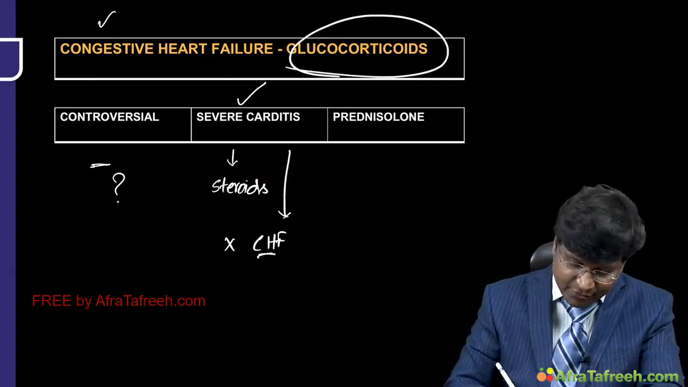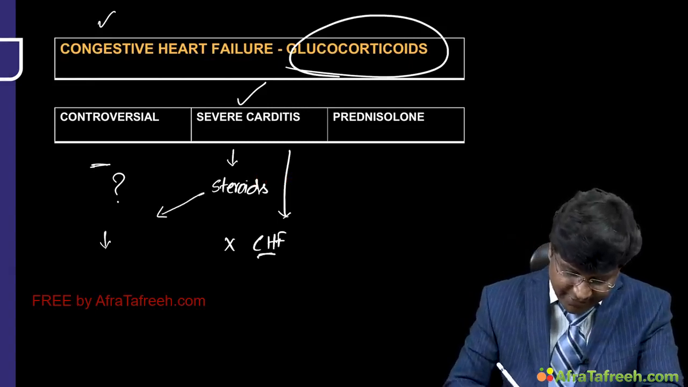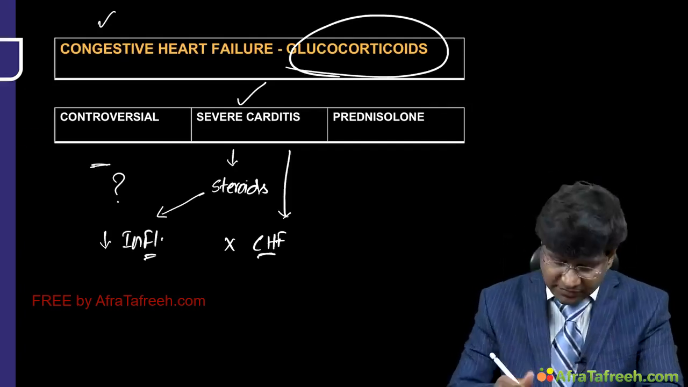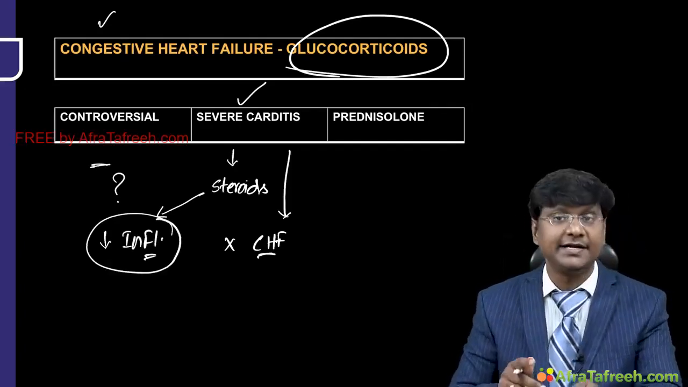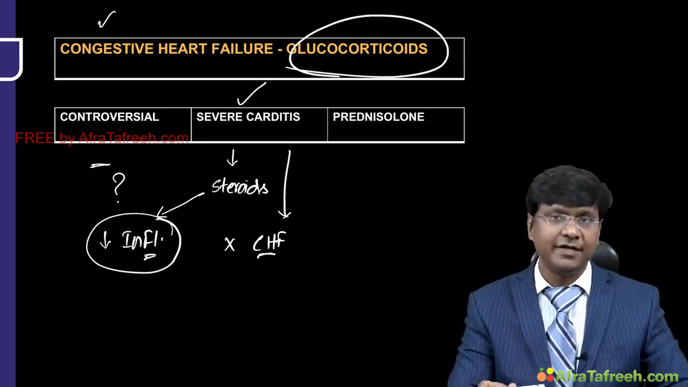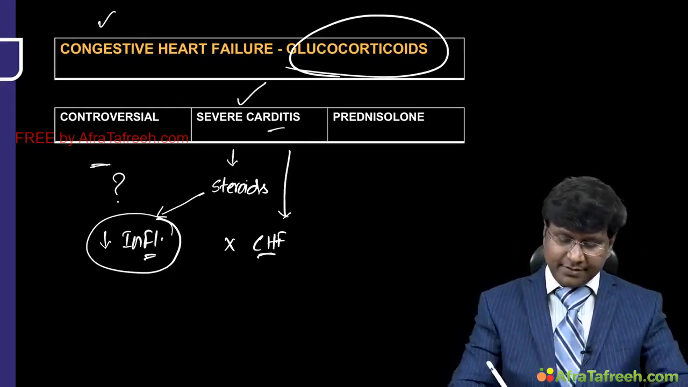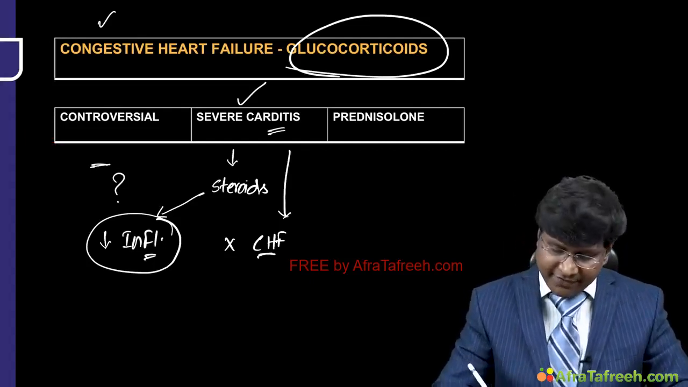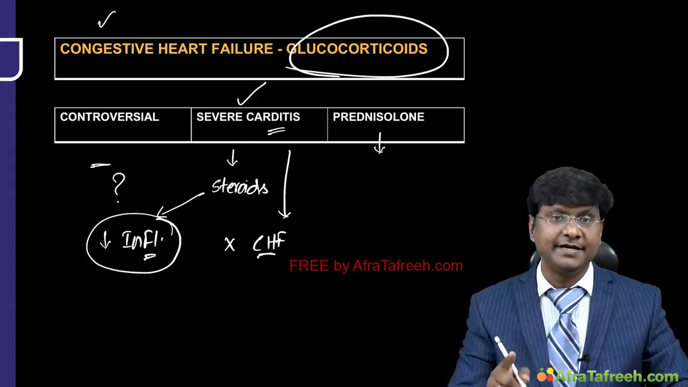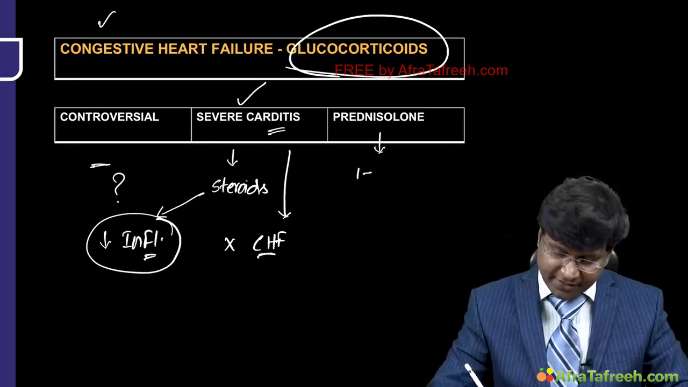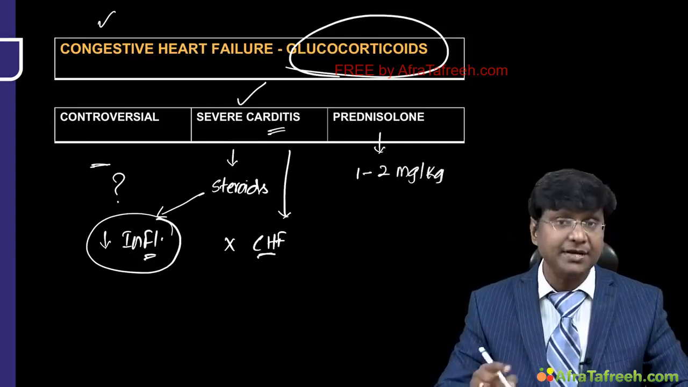What will these steroids do? They will reduce the inflammation of the carditis, and by reducing the inflammation, they will cause rapid resolution of the failure. That is the advantage of giving steroids in severe forms of carditis. And whenever you are giving, you need to give prednisolone or prednisone. The recommended dose for severe carditis is 1 to 2 milligrams per kg per day.